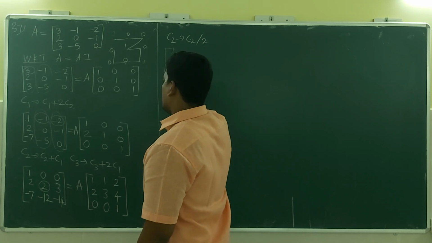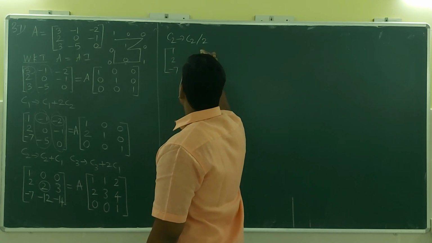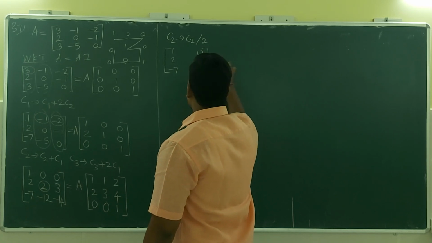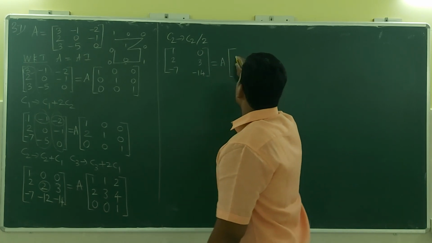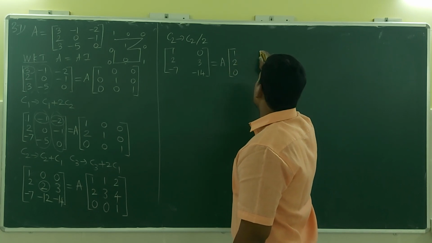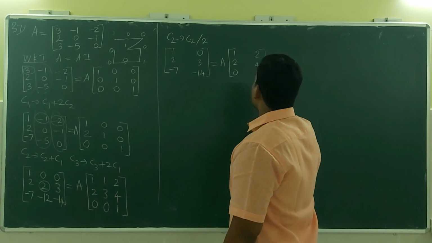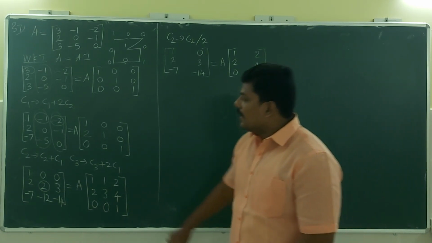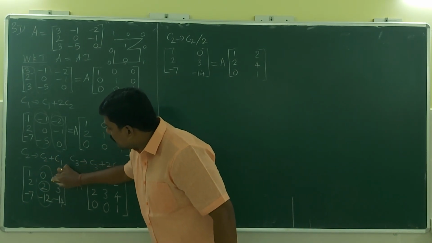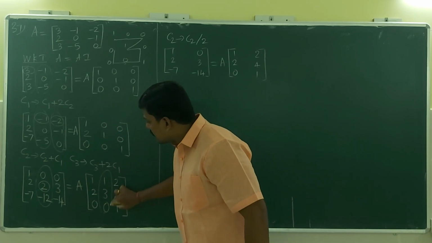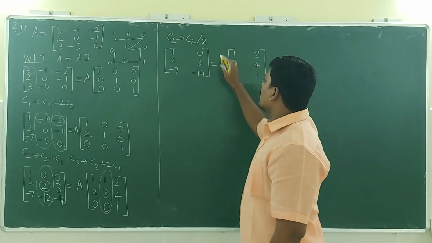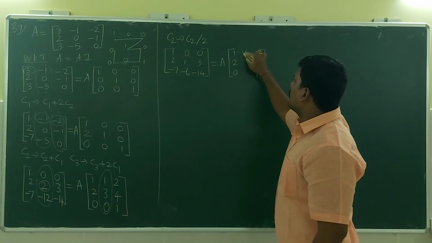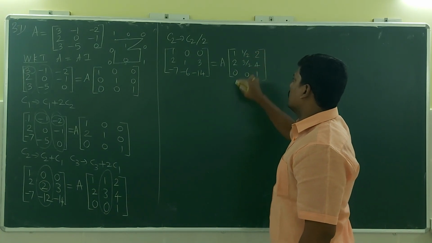So the first column is 1, 2, minus 7. The third column is 0, 3, minus 14. First column is 1, 2, 0. Second column implies second column by 2. So I have to divide each and every element of the second column by 2, which means 0, 1, minus 6, and 1 by 2, 3 by 2, 0.